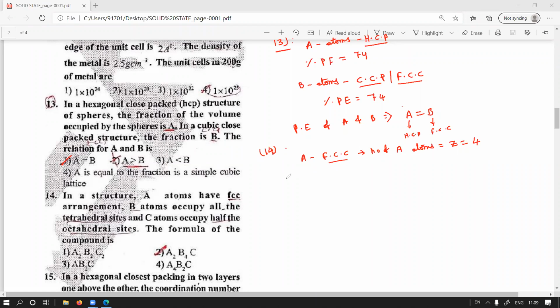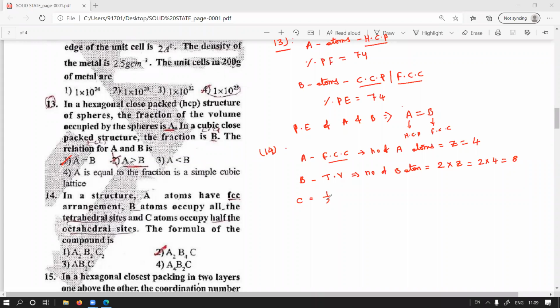So A atoms, 4 came. Now the B atoms occupy all the tetrahedral sites. B atoms are present at tetrahedral sites. How many B atoms? The number of B atoms is equal to the number of tetrahedral sites. How many tetrahedral sites are present? 2 into Z. So the number of tetrahedral sites is equal to double the number of atoms, is equal to 2 into 4 is equal to 8. So 8 B atoms are present.